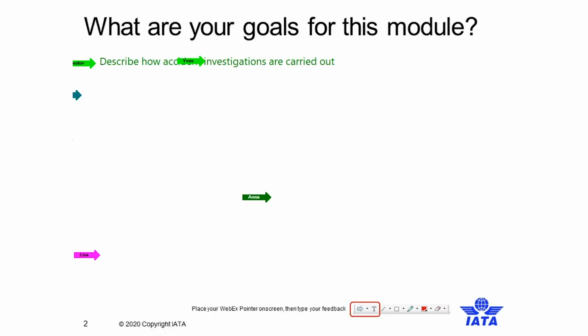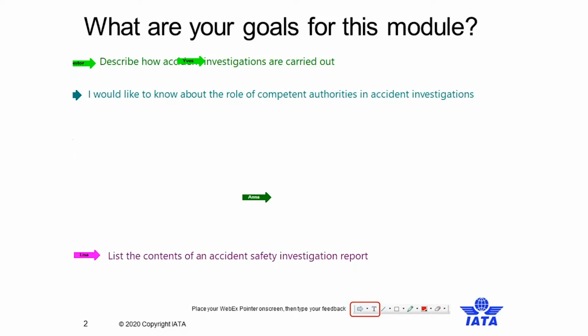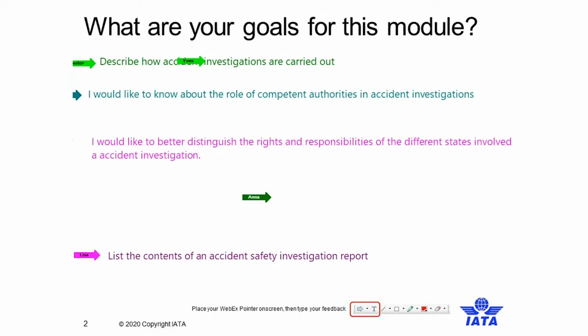Okay, so I see Nesta said to describe how accident investigations are carried out. Definitely, we're going to be looking at this. You can imagine how complex it is to look at an accident and try to find the root causes. So yes, we'll be looking at that. The next one: I'd like to know about the role of competent authorities in accident investigations. Yes, this is really a difficult area, and I'll be telling you what different countries do depending on their resources. I'd like to better distinguish the rights and responsibilities of the different states involved in an accident investigation.